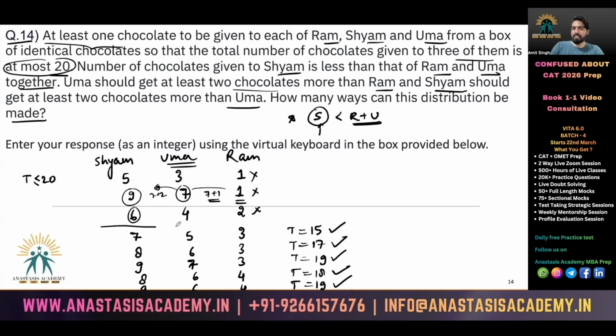So how many cases in total are acceptable? 1, 2, 3, 4, 5, 6. So in how many ways can the distribution be made? In only 6 ways, right?